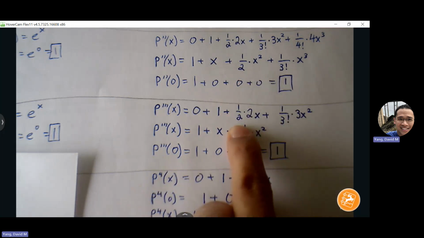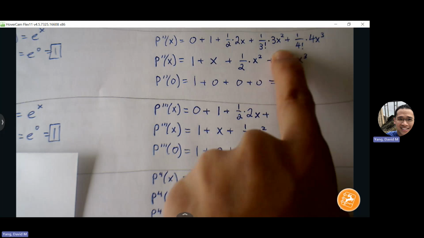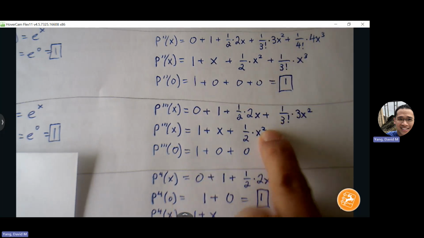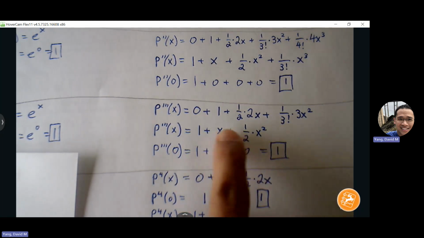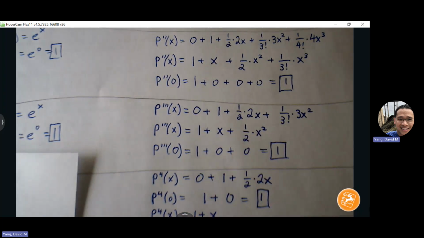The 1/2 x squared becomes just x. The 1 over 3 factorial x cubed, the 3 comes down. We just do power rule here. We're just left with 1/2 x squared. P triple prime of 0 is still 1. But the x and x squared are going to come into play, but it's not going to show up until we do the next derivative.